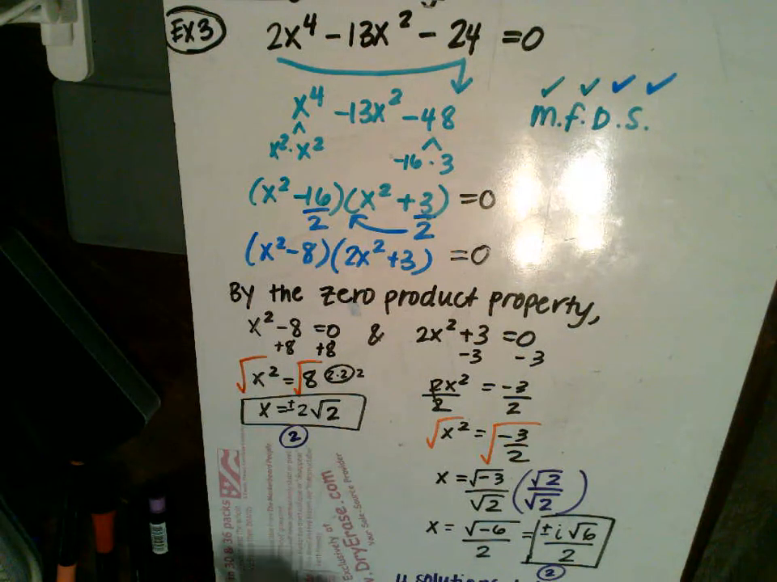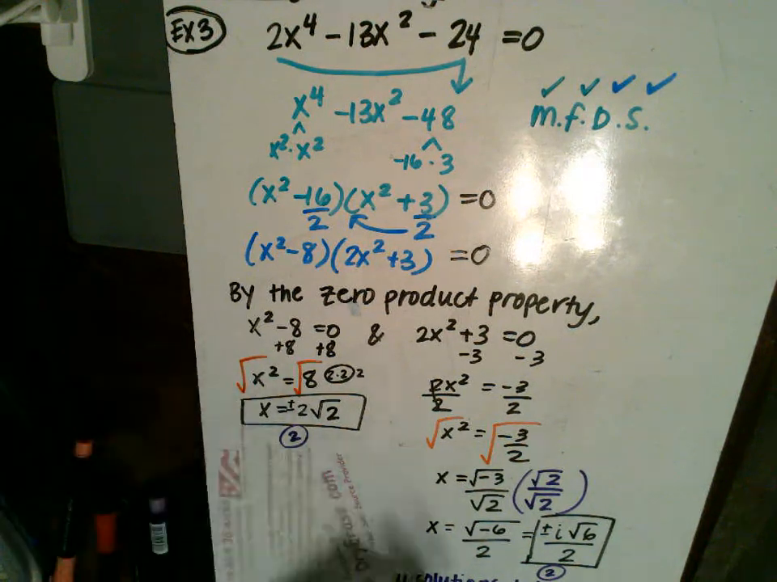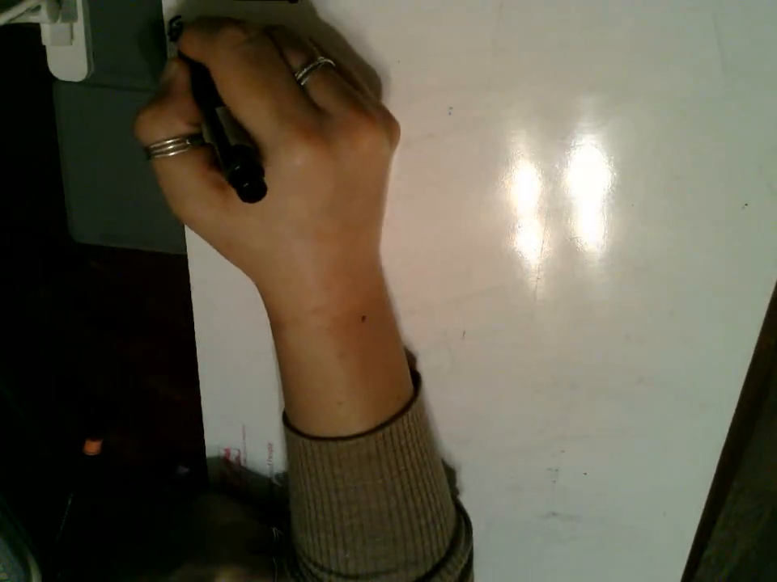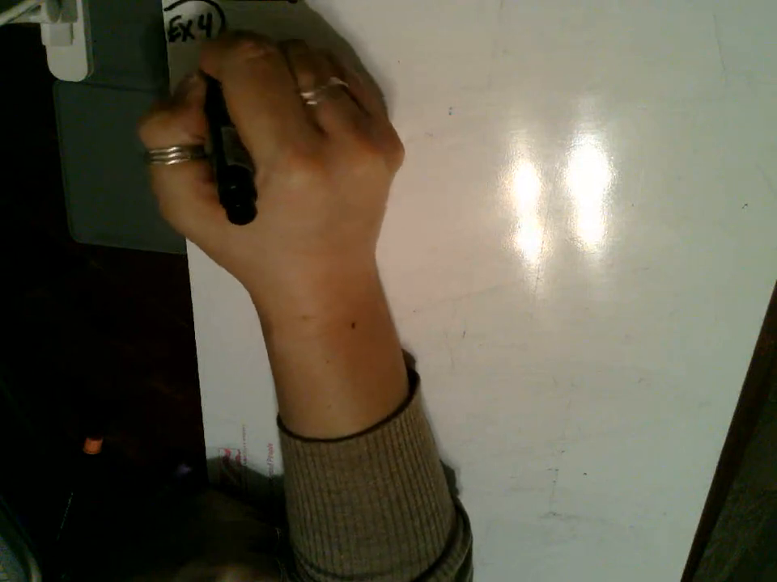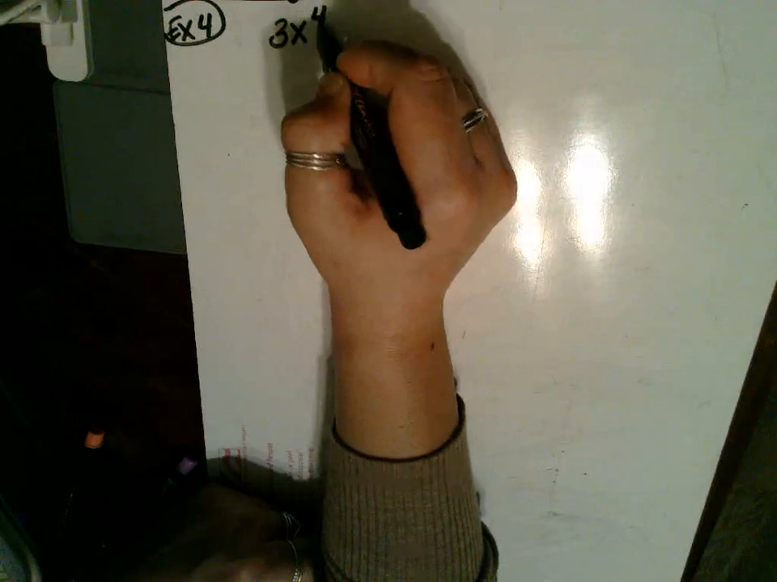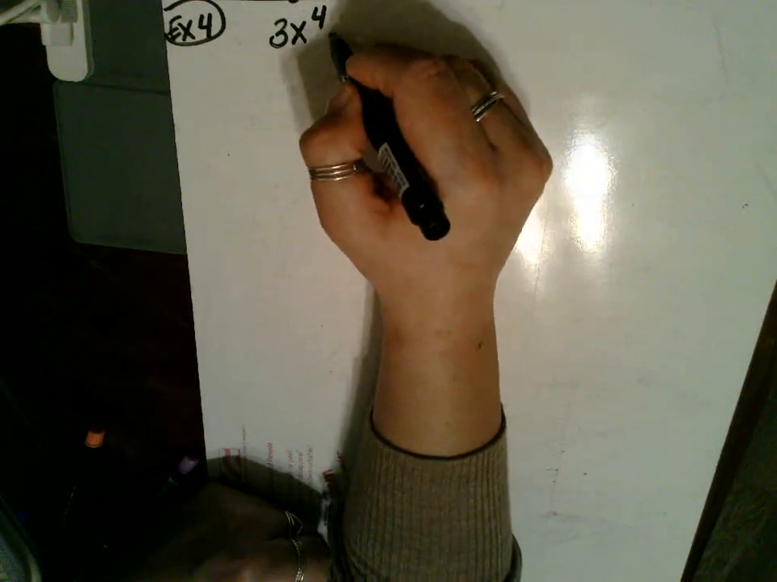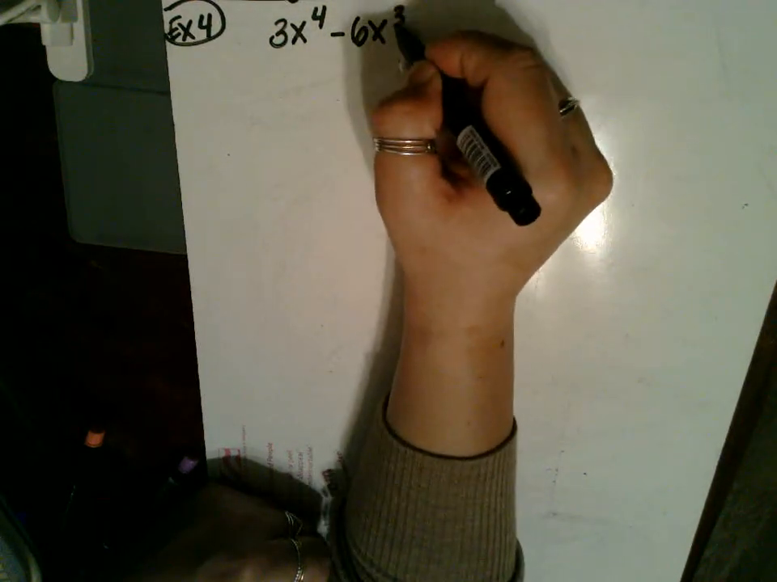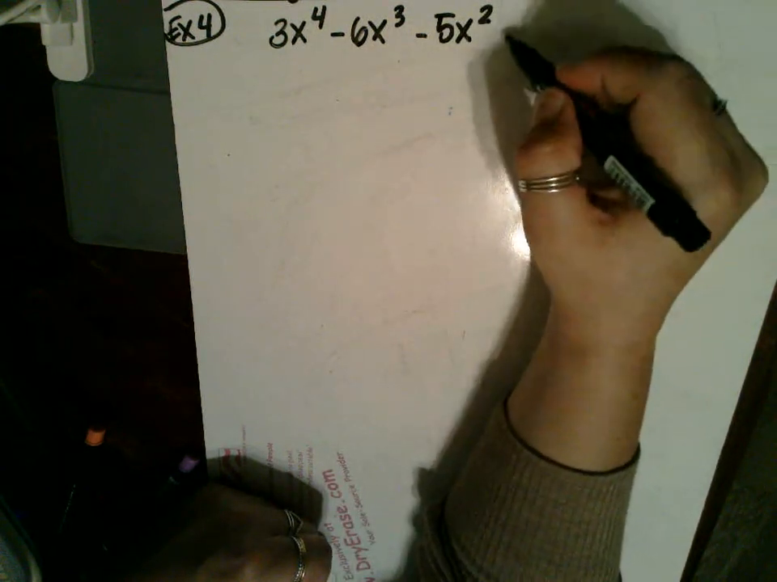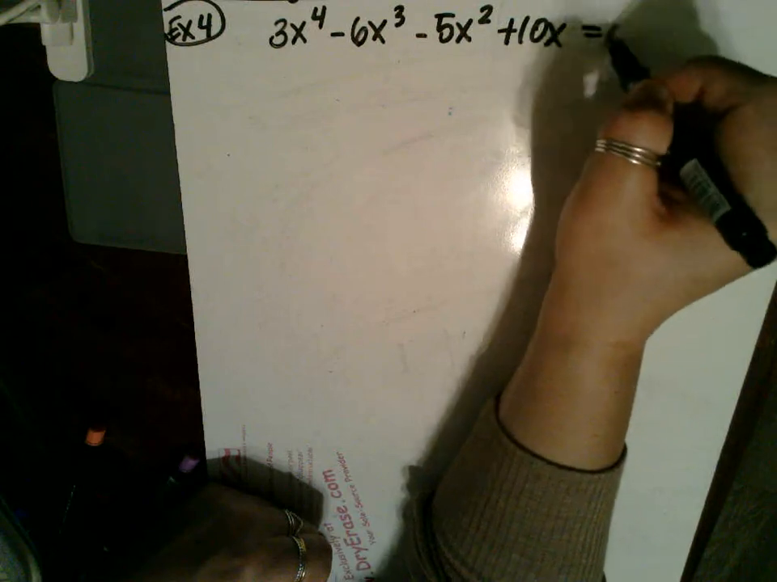And the last example of solving by factoring that we're going to do here, remember you can always pause if you need to as we're going through this. The last example of solving by factoring, example 4, before we move into dividing polynomials, is going to be 3x to the 4th minus 6x to the 3rd minus 5x squared plus 10x is equal to 0.